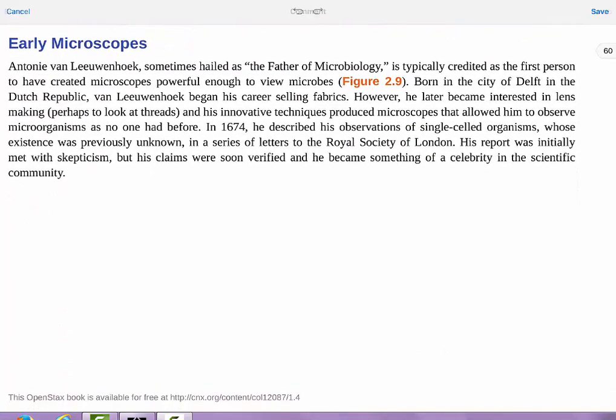So we'll talk about some of the early microscopes. We've already talked about it a little bit in the previous chapter, but remember Antony van Leeuwenhoek, sometimes hailed as the father of microbiology. Again, he's credited as the first person to have created microscopes that are powerful enough to view microbes. So he came up with that lens.